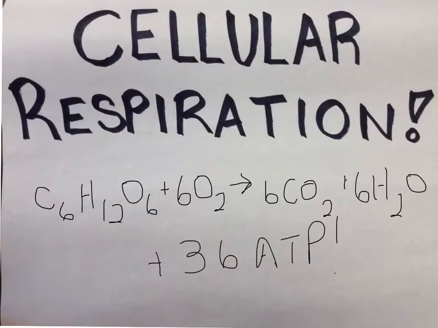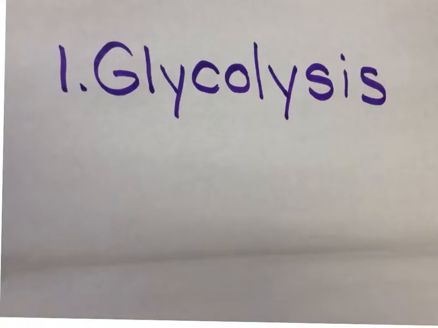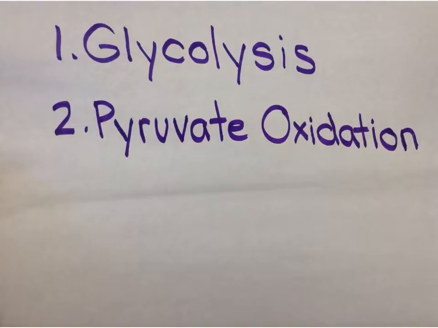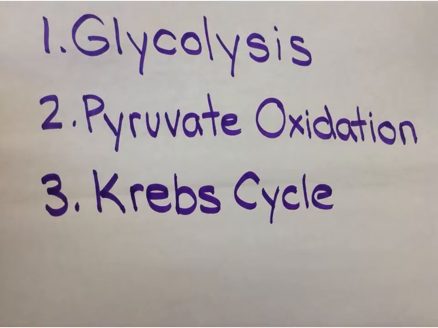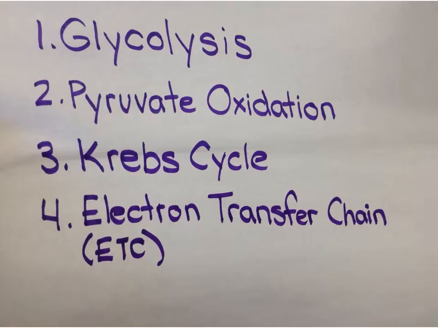All right, I'll make it easier. Listen. Do, do, do, do, do, do, do. 1 is first glycolysis. 2, pyruvate oxidation. 3, Krebs cycle, that's 2 Krebs cycles. 4, electron transfer chain. That's all I got.